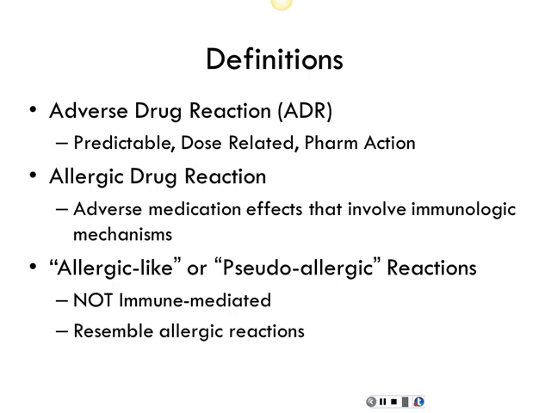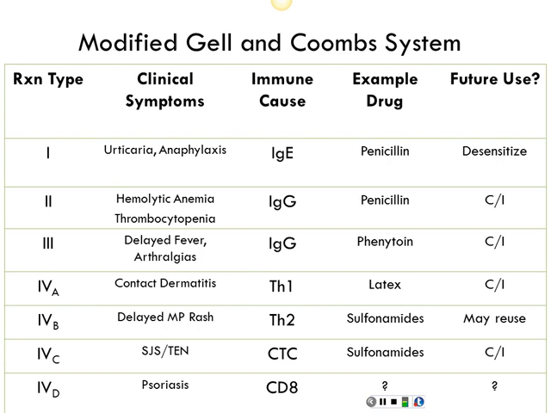So when we look at the modified Gell and Coombs system, we've got 4 different types of reactions that can occur that are immune-mediated. One is our true IgE-mediated anaphylactic reaction that we're concerned about. So this is where we're concerned about penicillin allergies actually forming. There's an immune response in the body. The patient becomes anaphylactic. They have profound urticaria throughout the entirety of their body. We're not just talking about a small rash that can occur 2 or 3 days out. This is something that occurs within an hour of the drug being administered. So these are really acute and quick reactions.